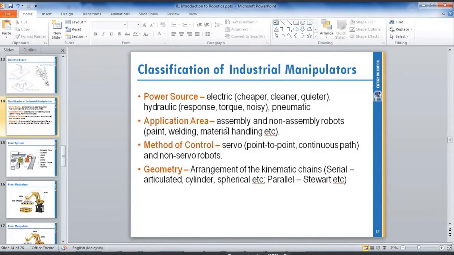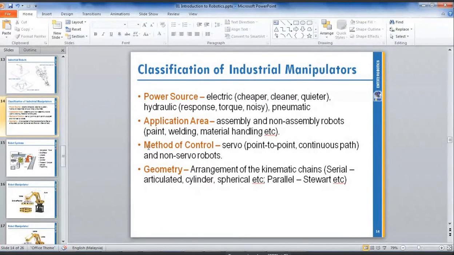Pick and place, normally they use a SCARA robot. SCARA robot, normally used for pick and place tasks. Welding, articulated robot. And also some use a spherical robot for handling, pick and place.